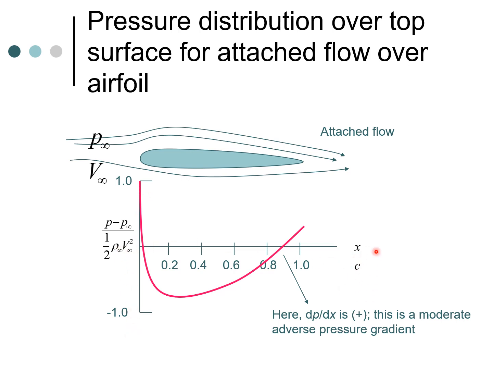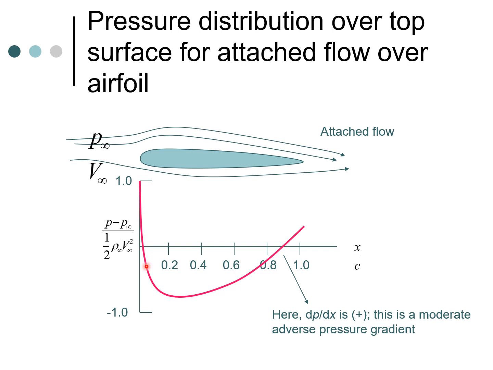We non-dimensionalize the x value by the chord length c. And here the pressure is given by this value. Again, the pressure is non-dimensionalized by half rho v squared, the dynamic pressure. Now this is how it goes. The starting value is high. This is the highest value. This is the stagnation pressure here at the airfoil nose.